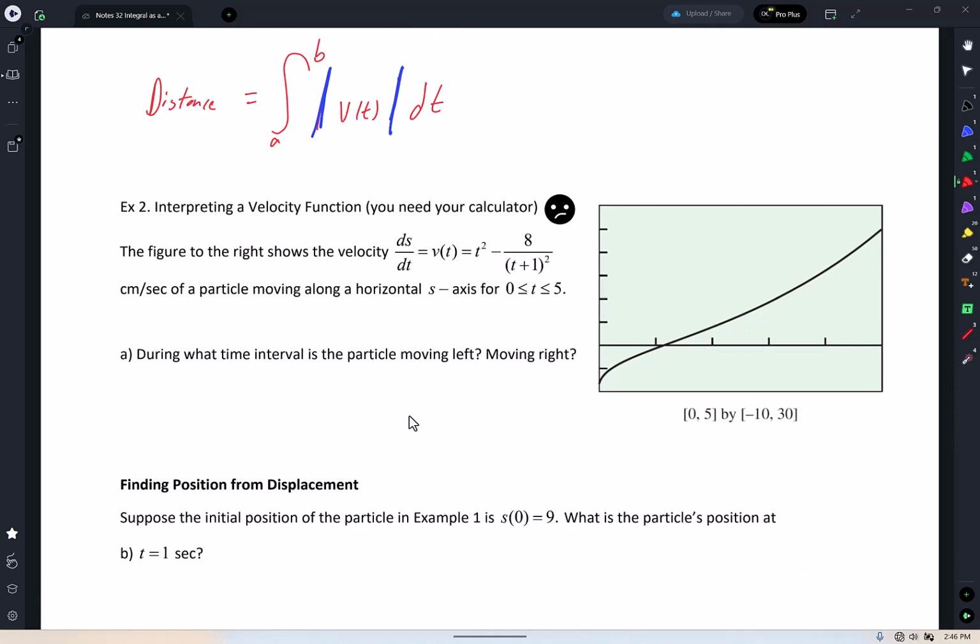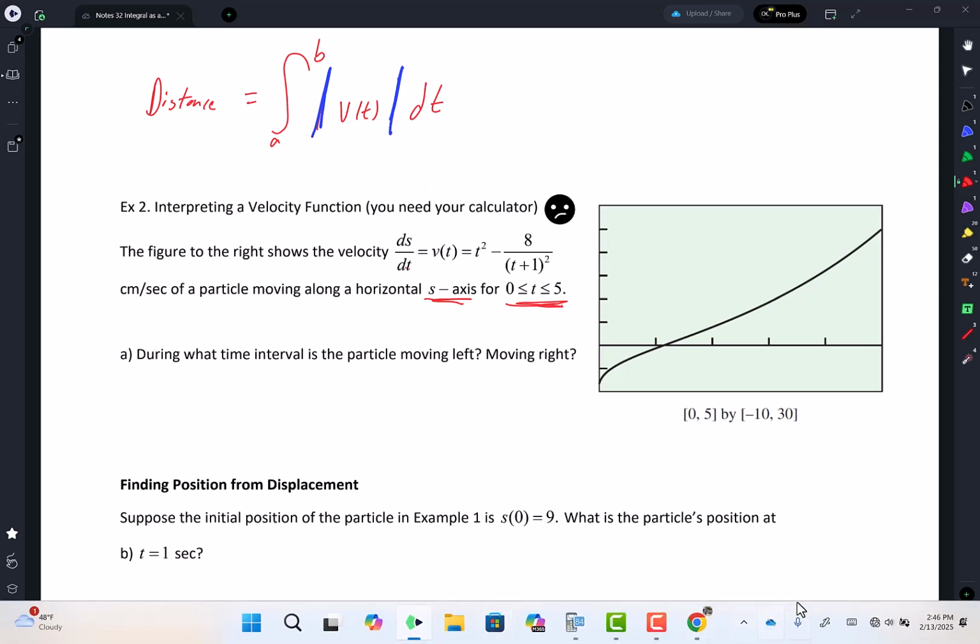Interpret the velocity function, you need a calculator. The figure to the right shows the velocity, ds/dt equals v of t equals (t squared minus 8) over (t plus 1) squared centimeters per second, of a particle moving along the horizontal s-axis between 0 and 5. During what time interval is the particle moving to the left, moving to the right? Okay, here we go, guys. All of us try it with us. You see that equation?